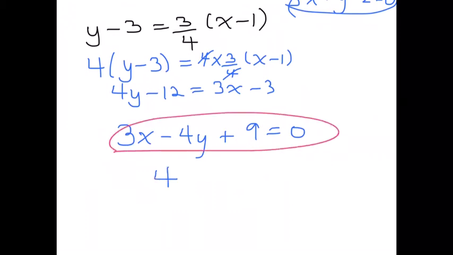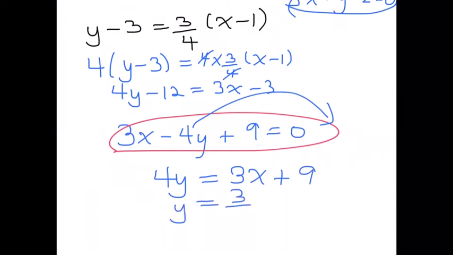So bring the 4y over, essentially on that side. These two keep the same signs, and then we divide by 4. 3/4 x plus 9/4. You can leave it at 9/4. I know it's sort of a bit awkward to work with, but for now it will have to do.